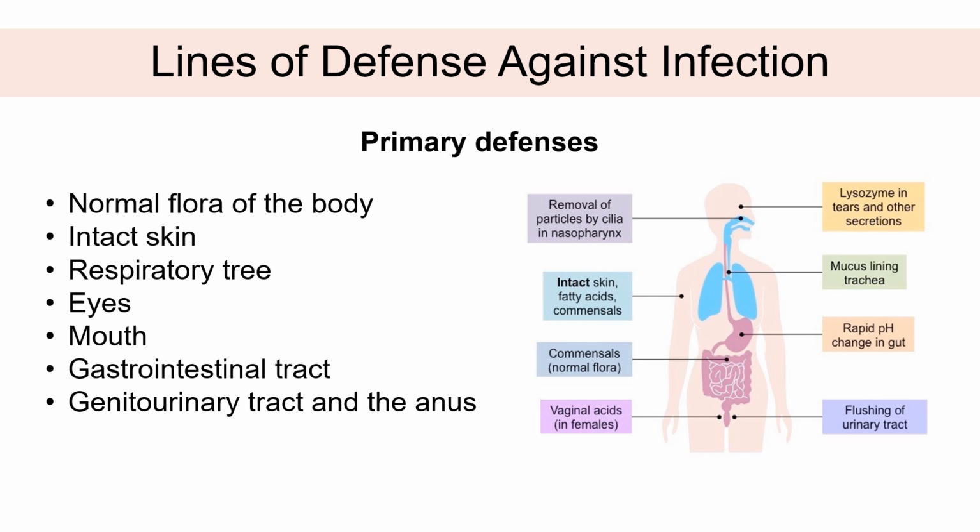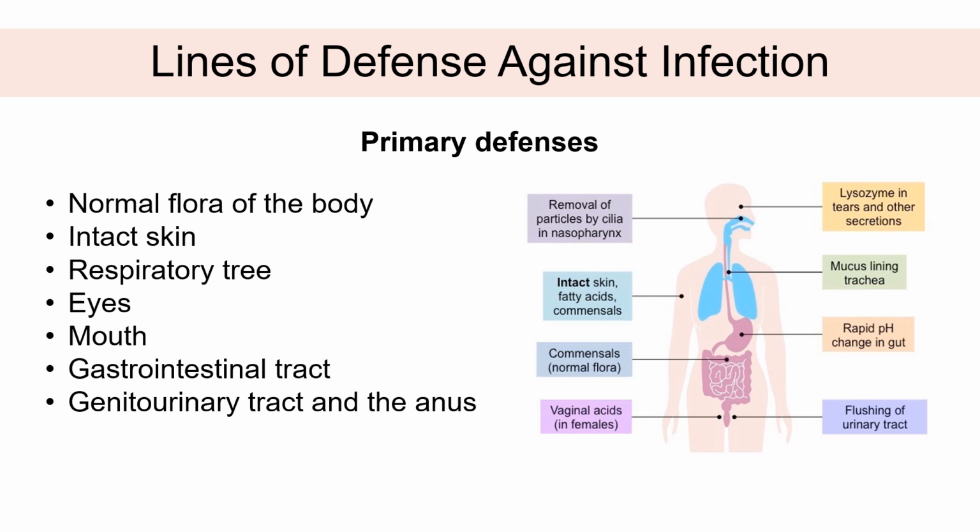Okay, then we have our eyes. So our eyes have tears, and our tears have enzymes in there, which are antimicrobial. So if something gets in our eyes, then hopefully the body kind of washes them away.